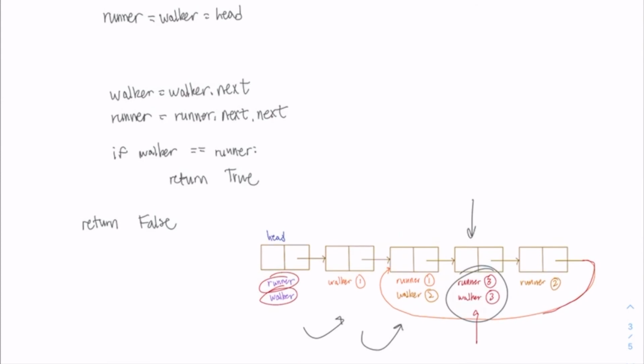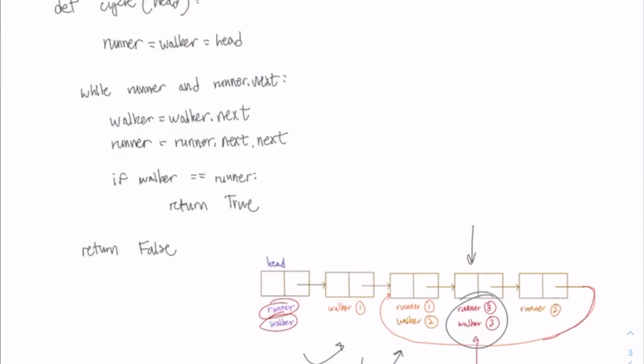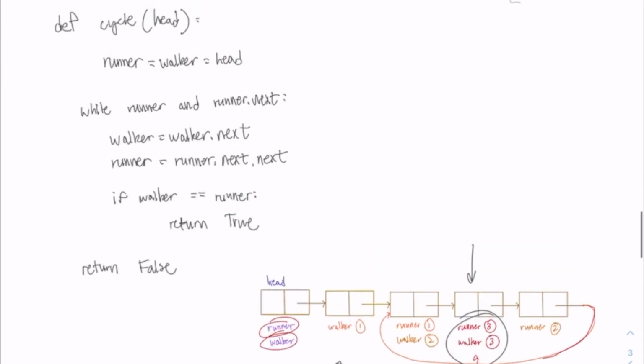So let's write that while statement up here. While runner and runner dot next, we do everything here. And then finally we return false. Now I'm going to link the LeetCode interview problem where you can actually write this into the LeetCode submission area, and we'll get the right answer.